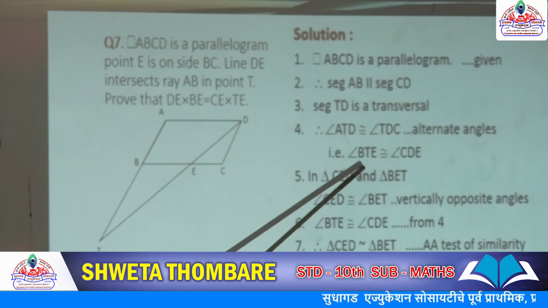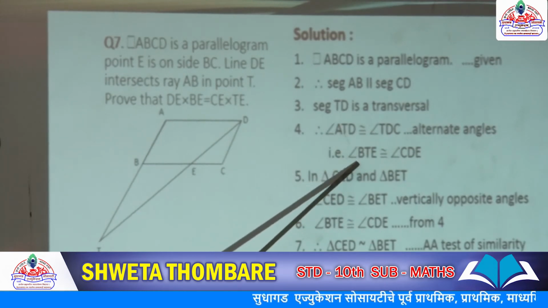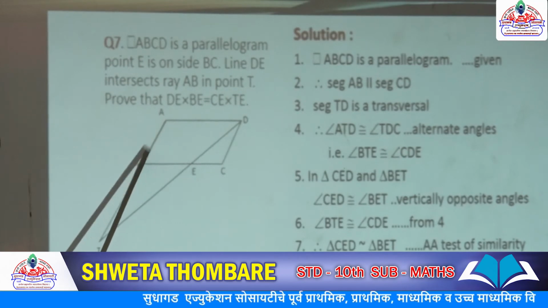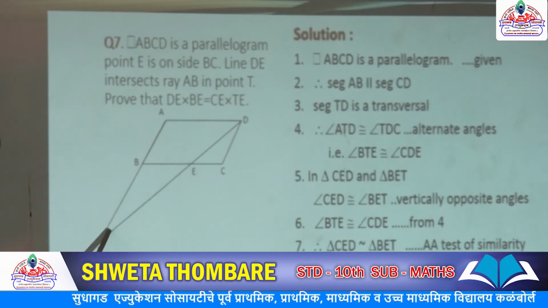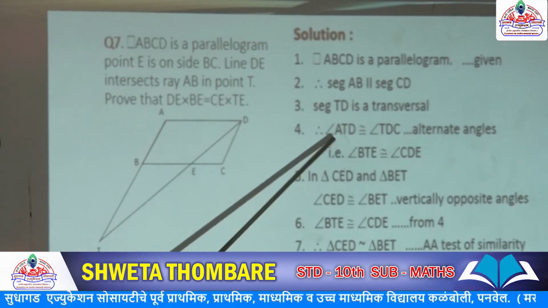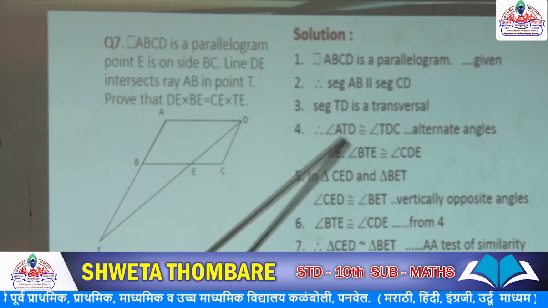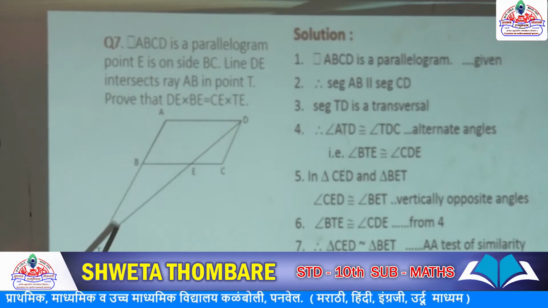Okay, so here we can say angle BTE. Here we can replace this A by B. Why? Because these 3 points are collinear. Our angle will remain the same. There is no change in the angle. Just we replace this A by B because these 3 points are collinear.